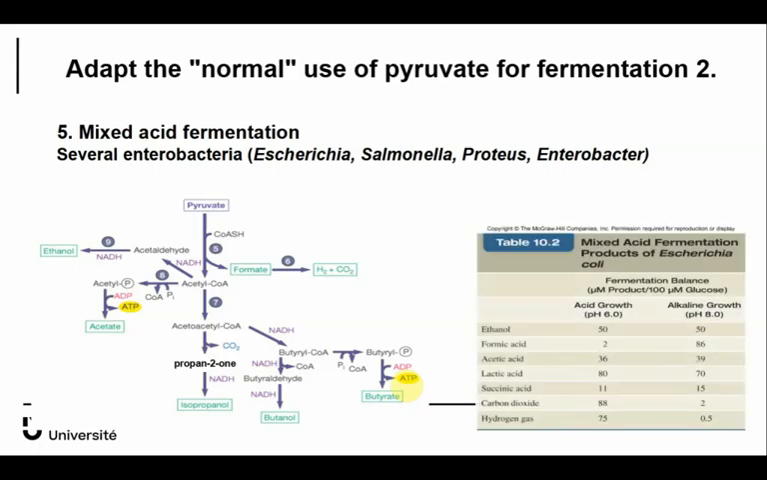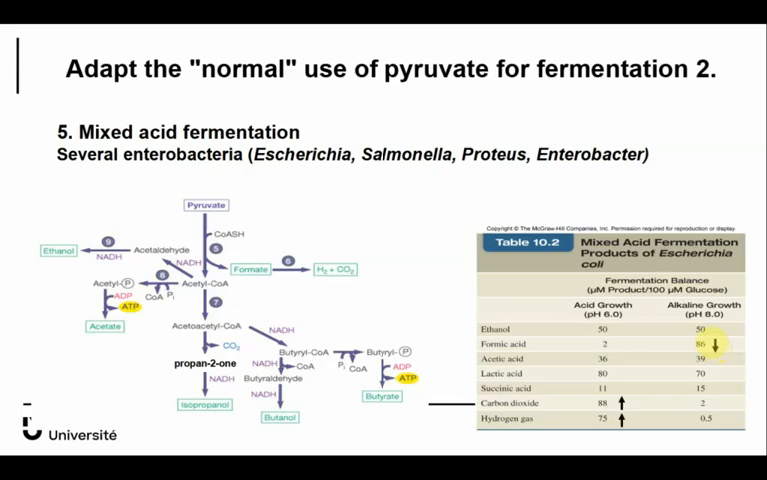Now, the big problem with this is the buildup of acid fermentation products, because for every molecule of pyruvate that goes through this fermentation pathway, you produce one molecule of formic acid and a bit more of some of these other acidic products. And when Escherichia coli is growing at pH 8, then for every 100 micromoles of glucose, there will be 86 micromoles of formic acid produced. Now, that's a problem because formic acid will acidify the cell culture medium.